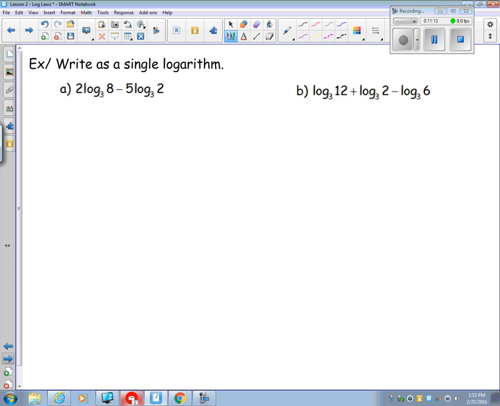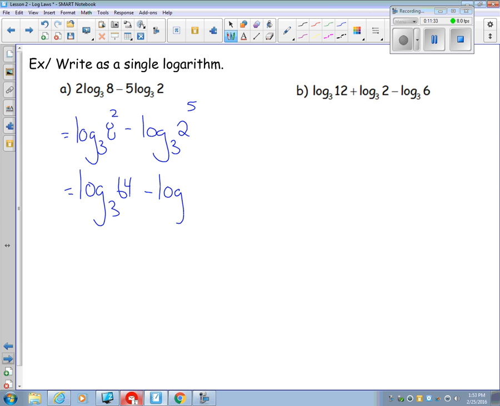Okay, now these ones I don't want to calculate, I just want to write as a single logarithm. So I got to change their forms again. All right, what can we do here? I got numbers in front. Let's put them up top. Numbers in front. Let's put them up top. Okay, let's get rid of those exponents. 8 squared makes 64. 2 to the power of 5 makes 32.